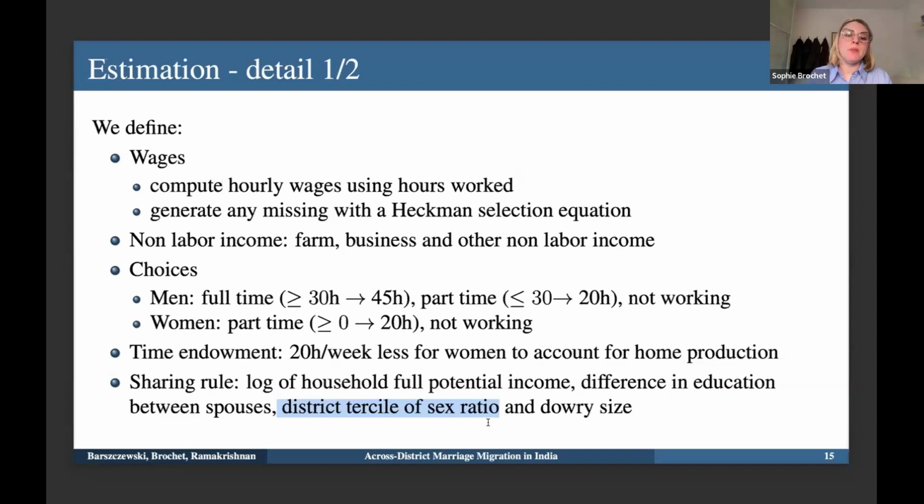And as we saw earlier, women tend to move from districts where women are relatively more abundant to districts where women are relatively more scarce. So it's important to compare to the rest of the state.